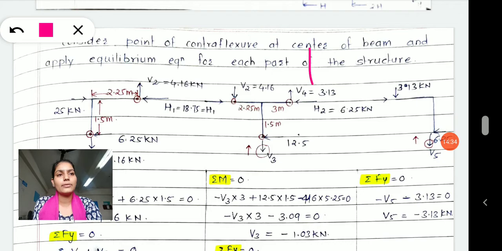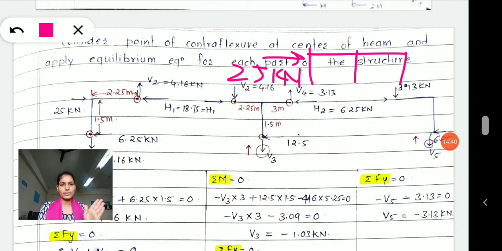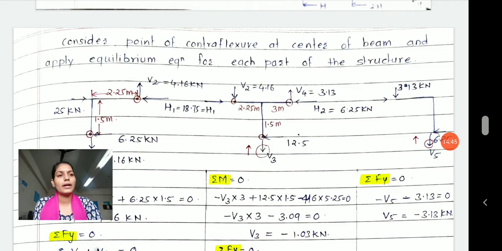This is my total frame at first story, having a force of 25 kilonewton acting horizontally on it. Now I have separated it. How have I separated it? This is my first section, middle section, and the corner section.